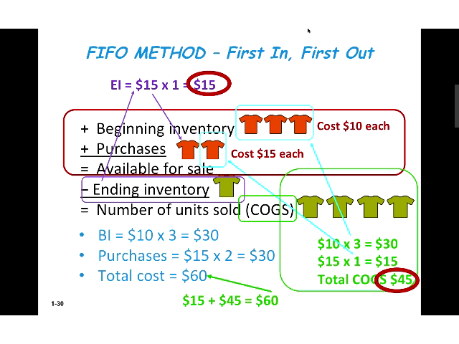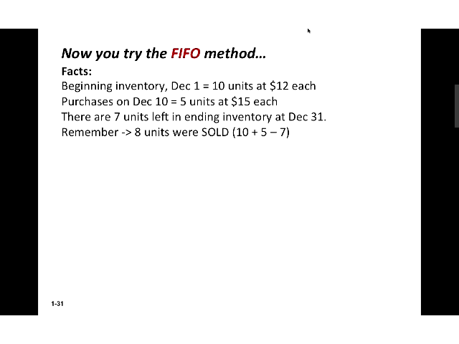Okay, so FIFO means you're selling your earliest units first, and you just have to go through and pick them out. So we're going to go back to our example, and you're going to get some questions so you can try it. We're going to keep using that same set of example facts that you did weighted average with. We're going to do now FIFO.